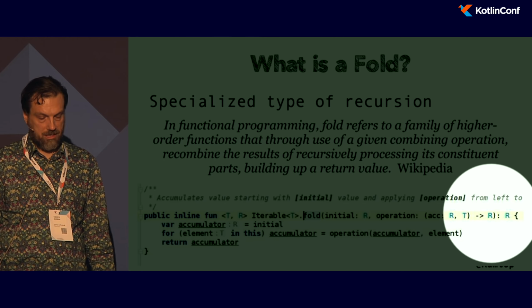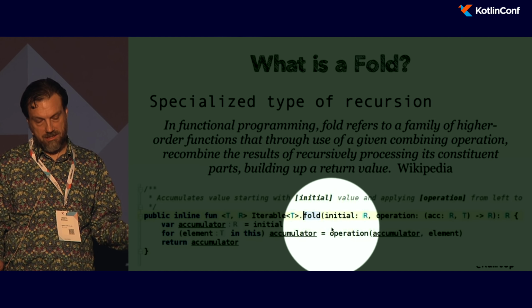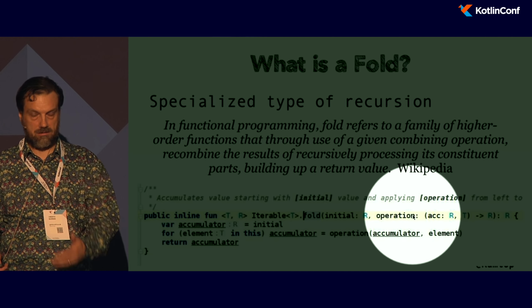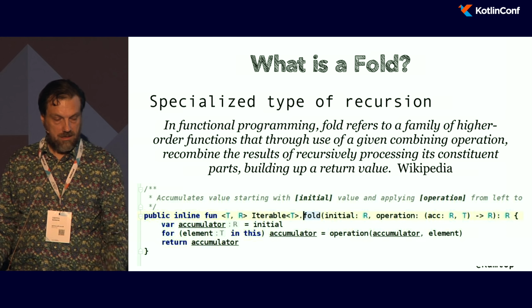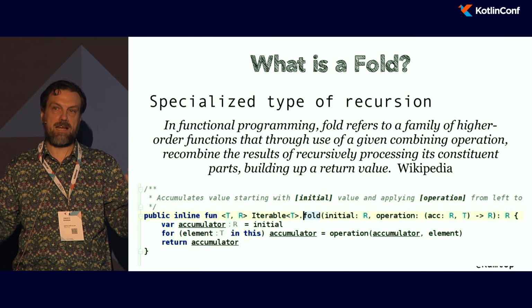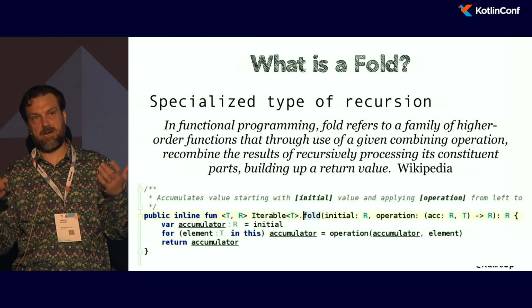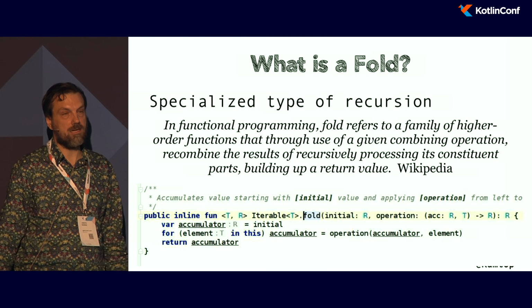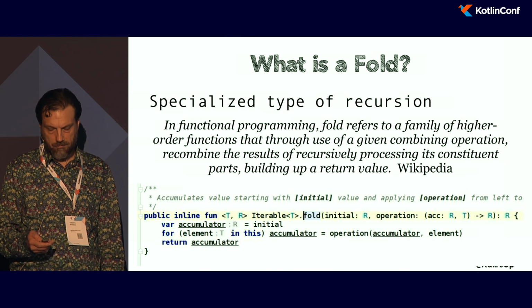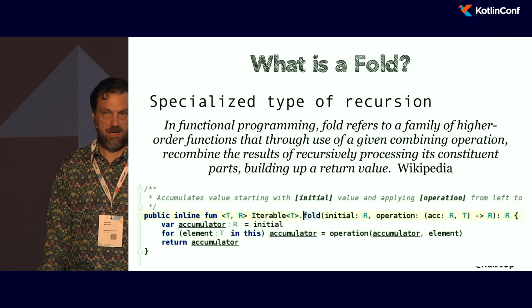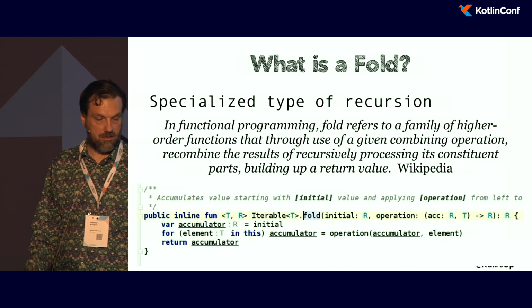And then you have an initial state and an operation that takes an R and a T and then returns a new R. So internally, it's like a recursion, but in a structured way. So you don't have to figure out your own recursion because you can directly use the default fold function, which is a normal function like any other function in the Kotlin library.